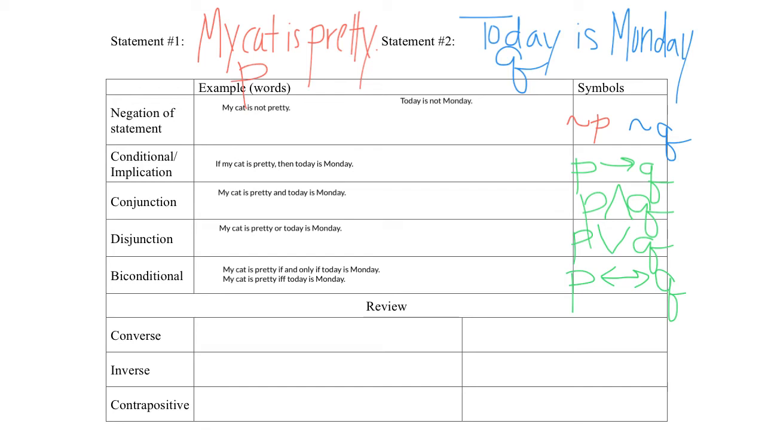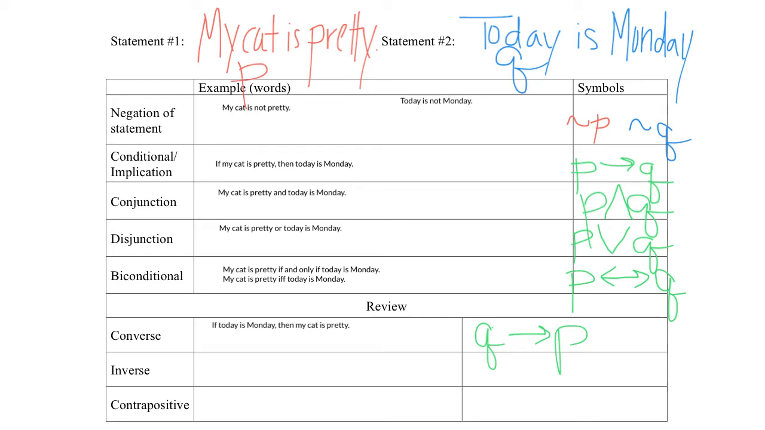All right, to review the ones that we learned last time, we've got the converse, the inverse, and the contrapositive. So if our original was, if my cat is pretty, then today is Monday. For the converse, we're going to switch that order up. We're going to change the order, CO, change the order, and it will say, if today is Monday, then my cat is pretty. And the symbols for this would just be Q to P, or if Q, then P.